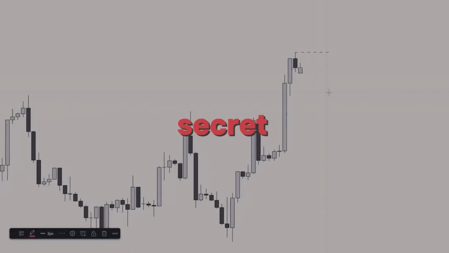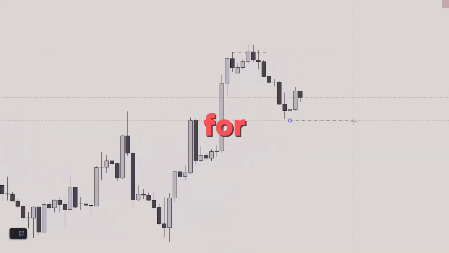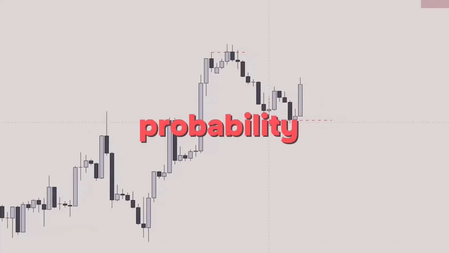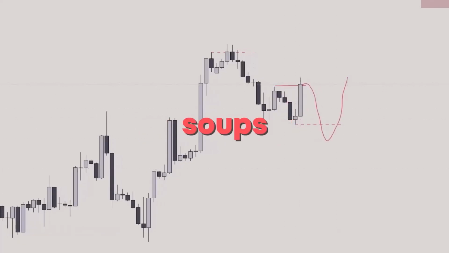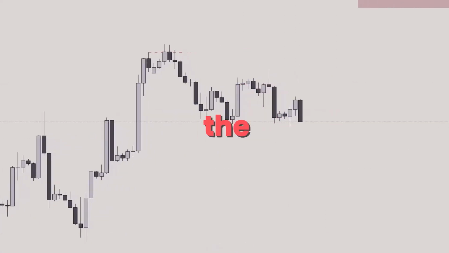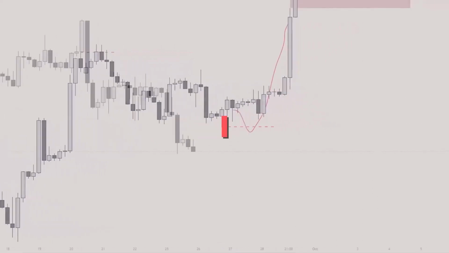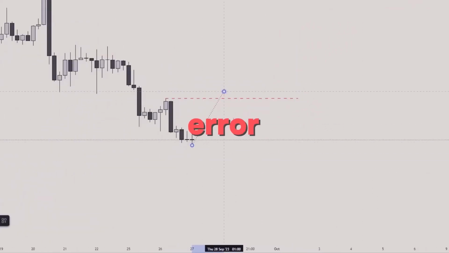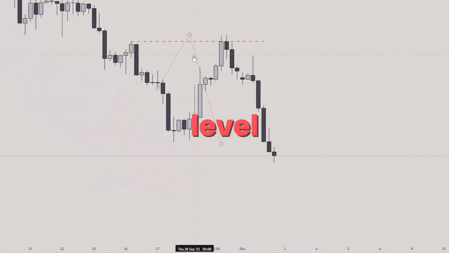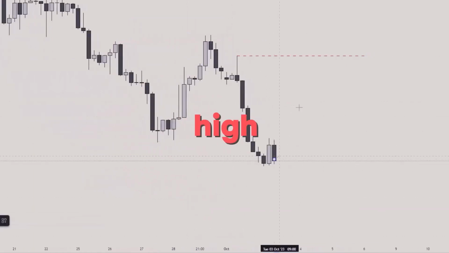I'm revealing my secret liquidity level that changed everything for me as a trader, to only trade high probability liquidity sweeps or turtle soup. It's not the previous day higher low or the previous session higher low. It's a level that I discovered after years of trial and error. In this video, I'll reveal this level to you and show you how to use it to trade high probability liquidity sweeps.